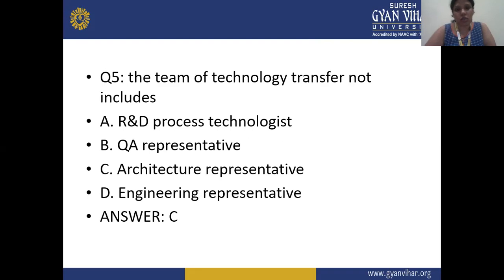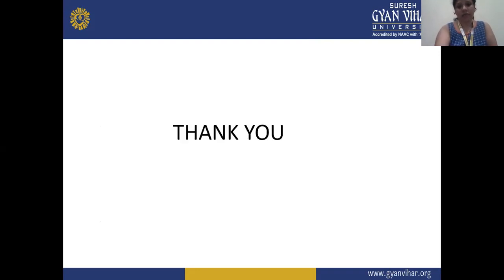Okay, so one question is also there. The team of technology transfer not includes: one is the R&D process technologist, second one is the QA representative, third one is the architecture representative, fourth is engineering representative. So answer C is correct, that is architecture representative is not there in the technology transfer team. We have discussed about the technology transfer team. There are multiple members, but no architecture representative is required for the technology transfer system. Okay, so yeah, so thank you so much.